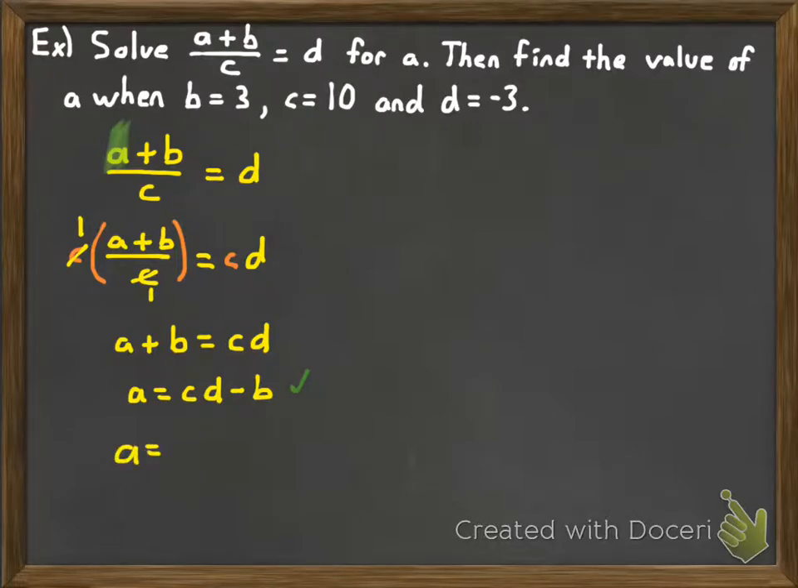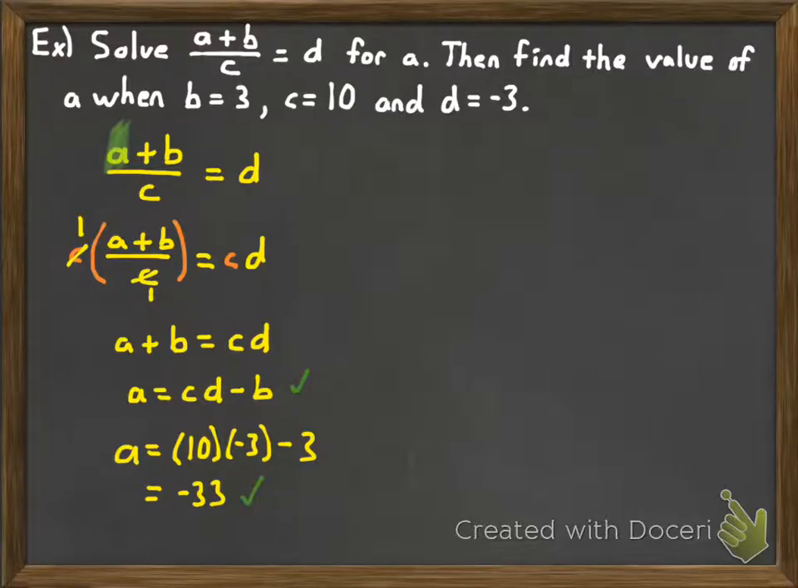A will be equal to c, which is 10, times d, which is negative 3, minus b, which is a positive 3. And so that'll give us negative 30 minus 3, which is negative 33. There's the second part of the problem. We've responded to both of the things that were asked of us there. All right. Not too bad, right?